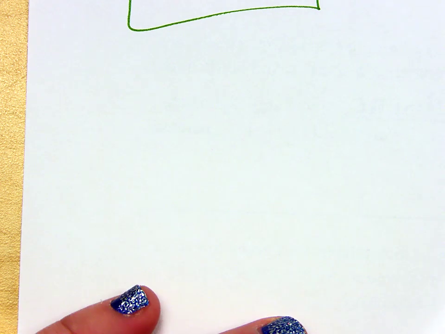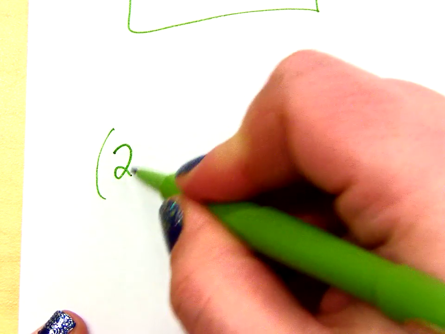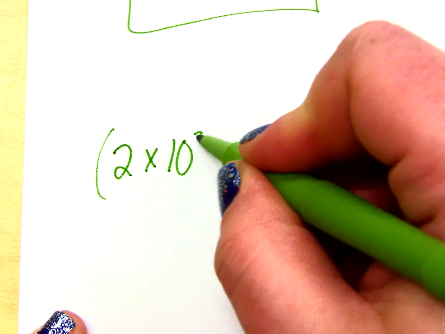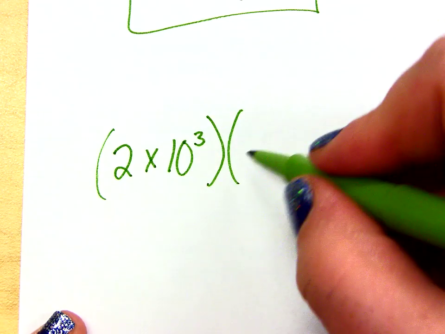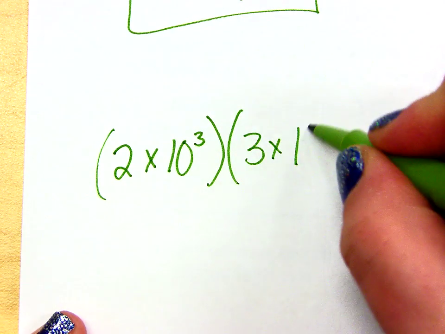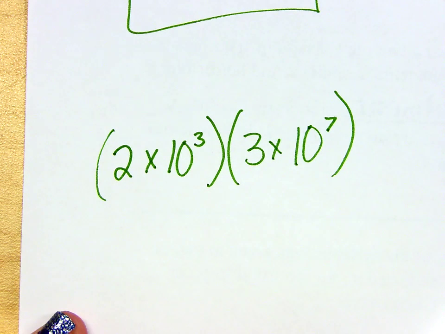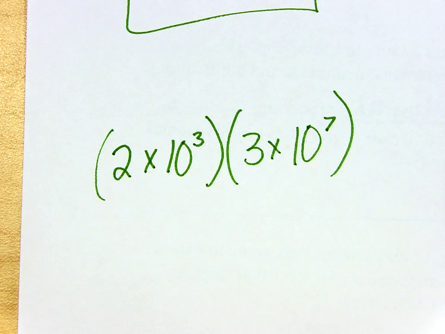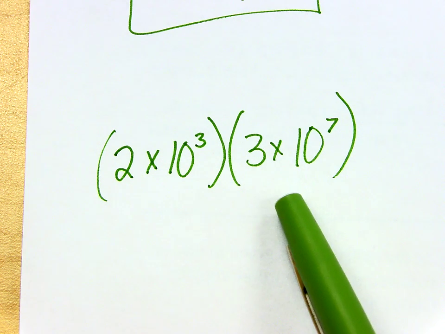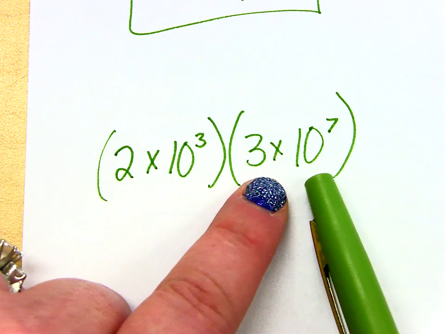Let's say I wanted to multiply together two numbers in scientific notation. We'll start off easy. Say I wanted to do 2 times 10 to the third times 3 times 10 to the 7th. Because I'm multiplying two numbers in scientific notation, they're usually going to appear like this: my first number times my second number.